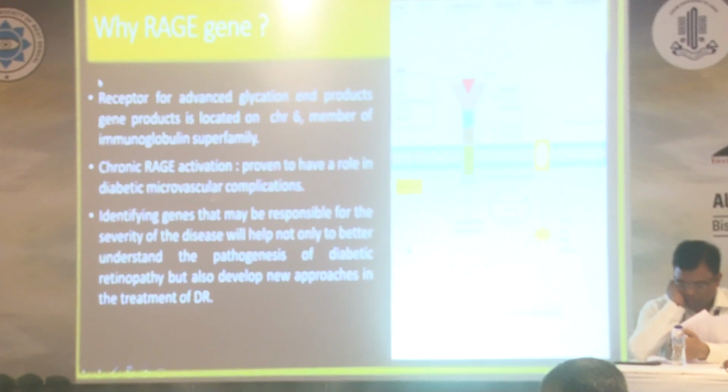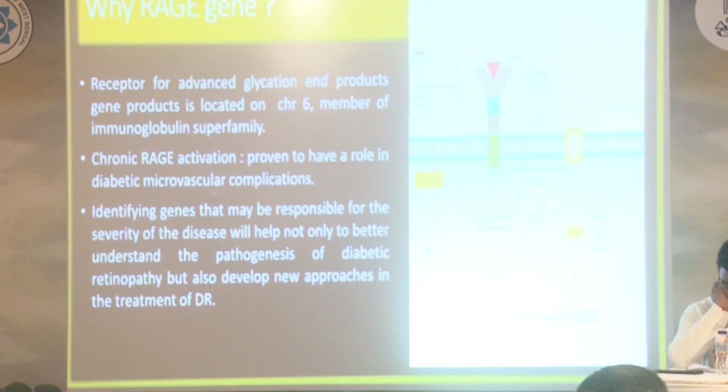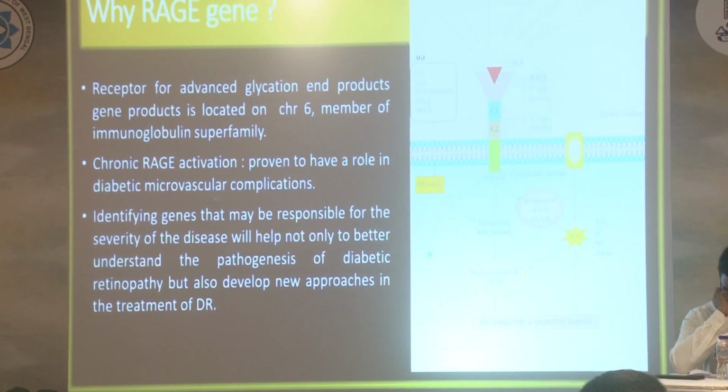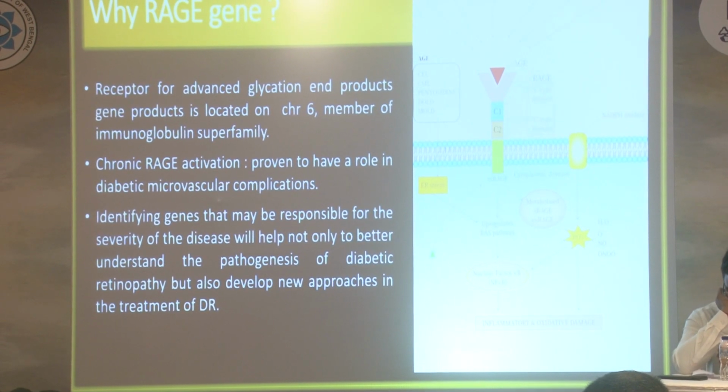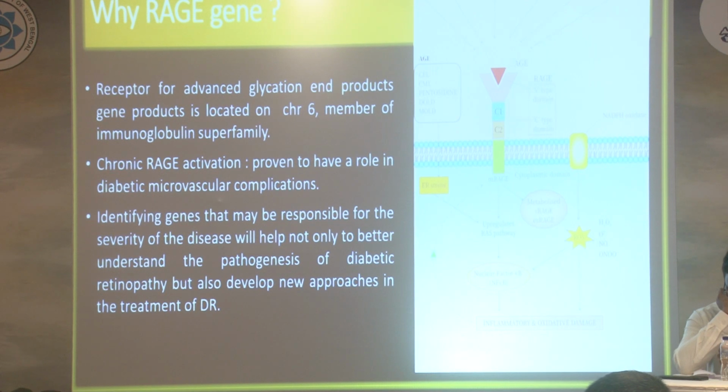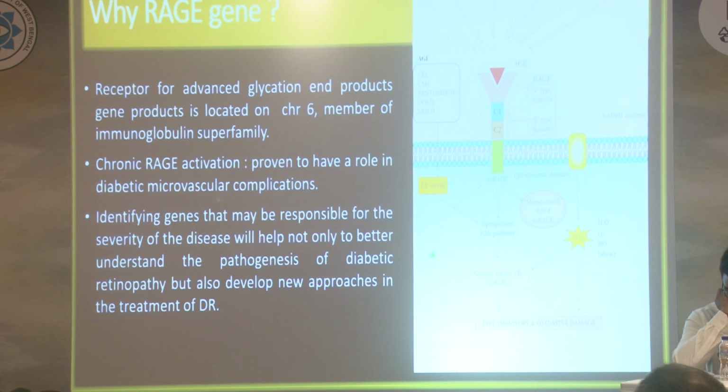First, coming to why did I choose RAGE gene? It has been shown that diabetic microvascular complications are associated with increased AGE expression, which attaches to the RAGE gene and causes increased expression of NF-kappa B. Chronic RAGE activation overall has been proven to have a role in the microvascular complications of diabetes, pertaining to diabetic retinopathy in our case.